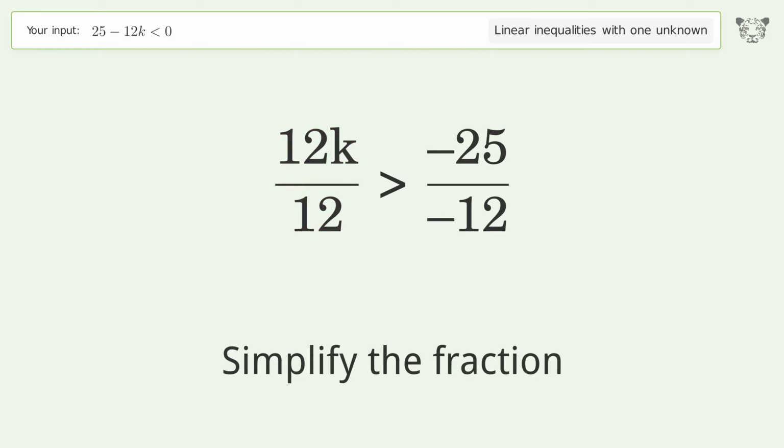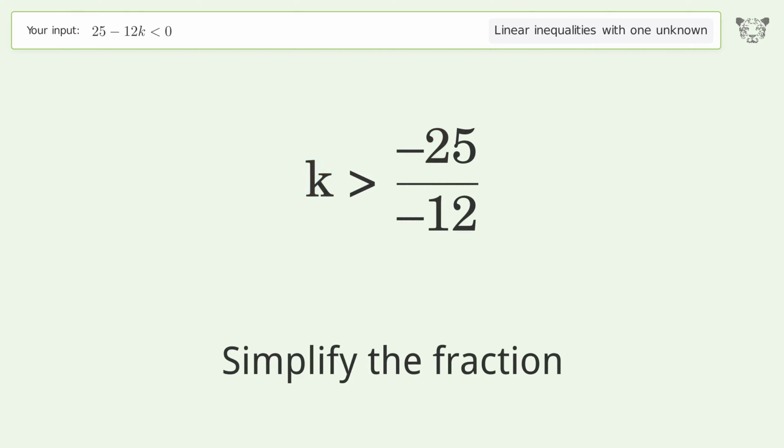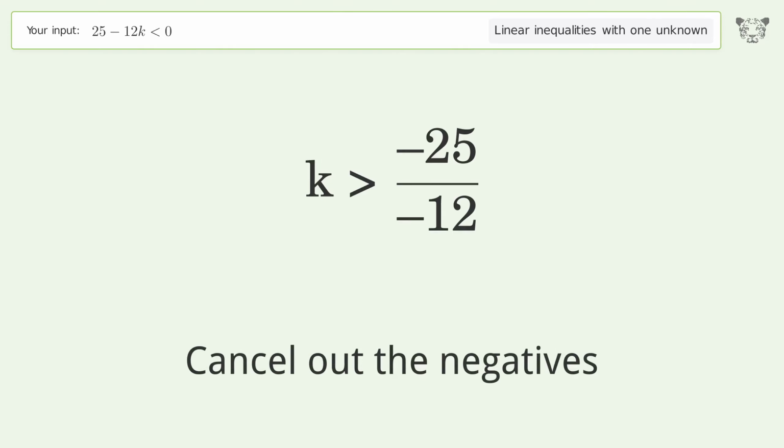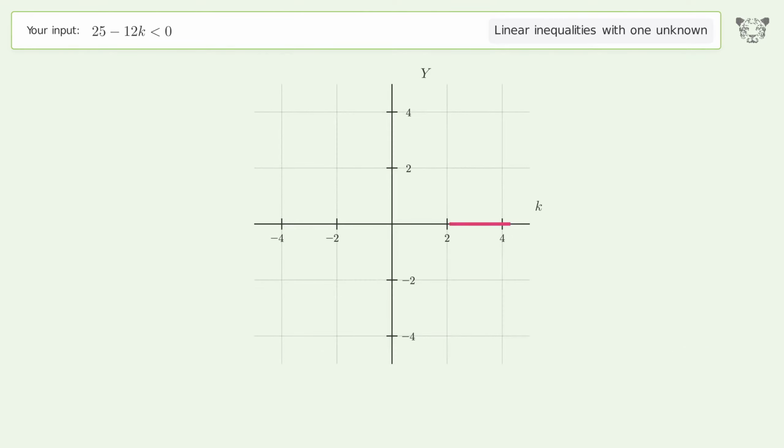Simplify the fraction. Cancel out the negatives. Plot the solution on a coordinate grid. And so the final result is k greater than 25 over 12 greater than 21 over 12.